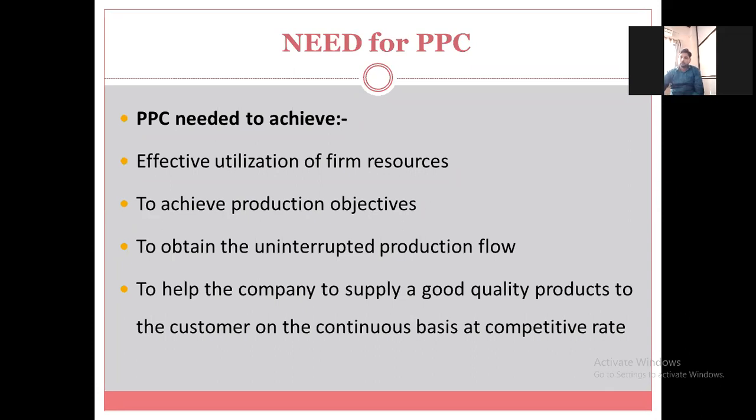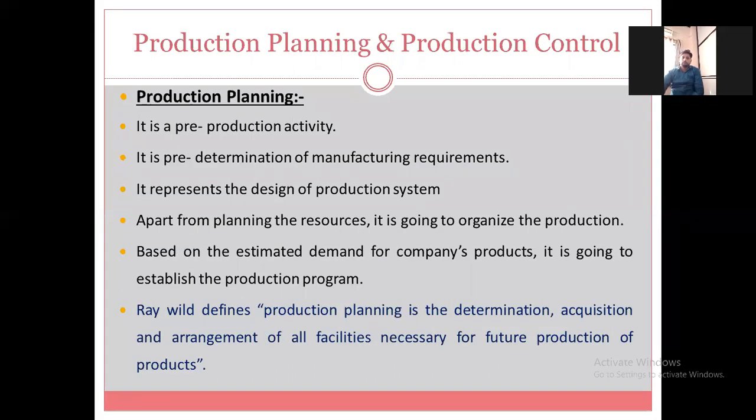Okay, in the next point we are going to discuss production planning and production control separately. First we need to understand that production planning is the early stage of a production process. So we can say that it is a pre-production activity. Before starting any production activity we should have a firm plan, so planning should be done before the production.